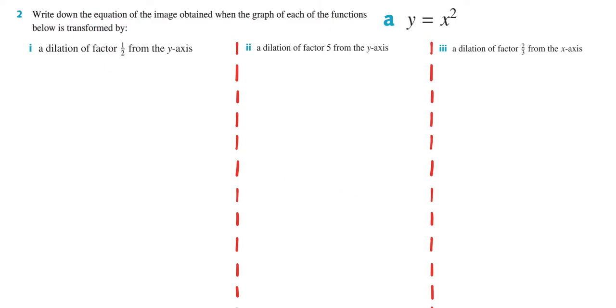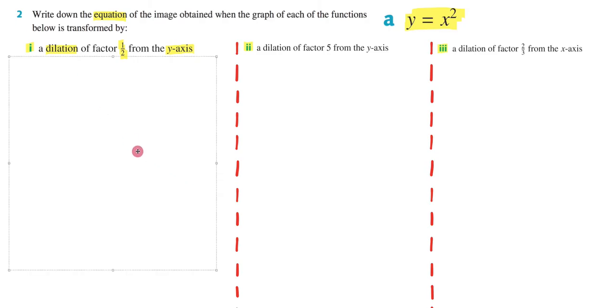We are doing exercise 7b, and in this video I'll be answering question 2, which says, write down the equation of the image obtained when the graph of each of the functions below is transformed by, and then we have 3 different transformations, which we will be applying to y equals x squared. So let's begin by looking at I, which is asking us to apply a dilation of a factor of a half from the y-axis. How are we going to answer this question?